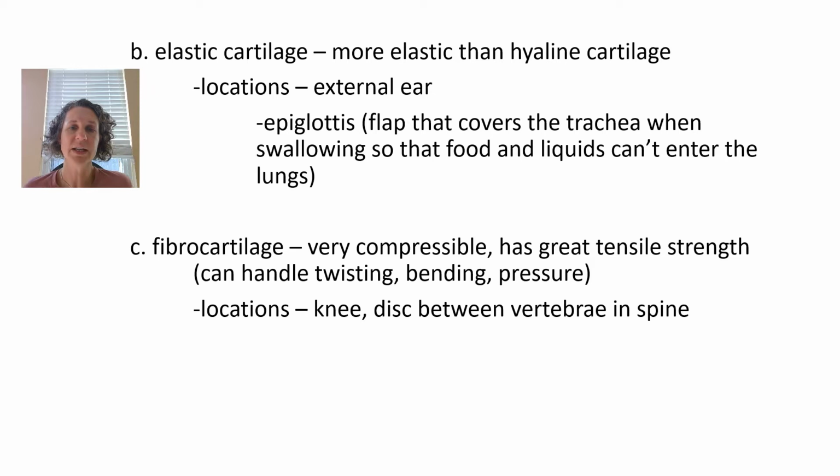All right, then elastic cartilage, very creatively named. It's more elastic than the hyaline cartilage. This is found in your external ear. So again, it doesn't feel real different to us, but it is structurally a little bit more elastic. And then your epiglottis. This is the little flap that covers your trachea when you're swallowing food. It basically keeps food and liquids from going into your lungs.